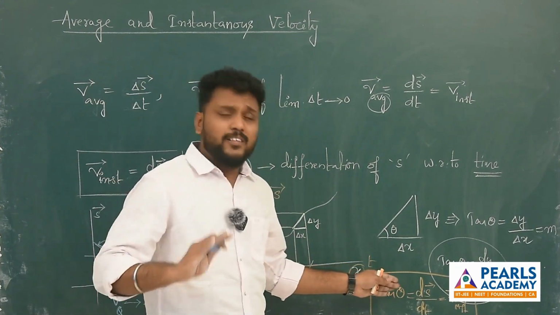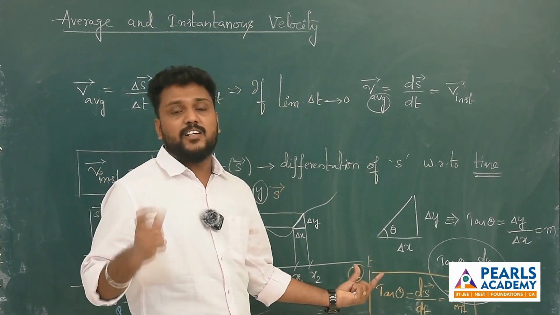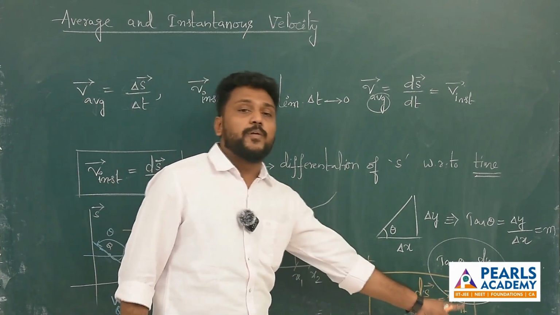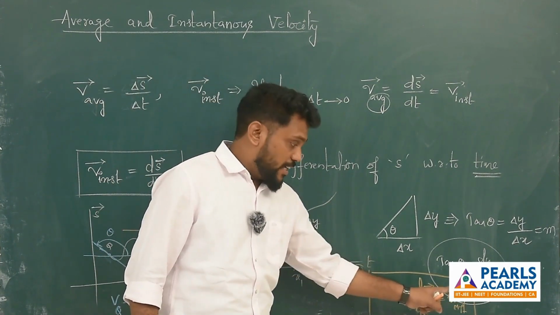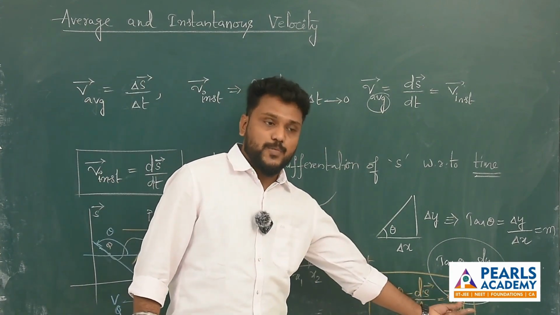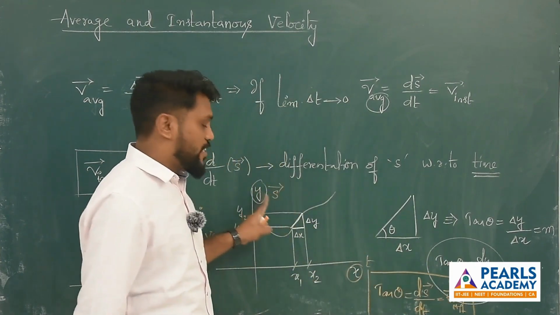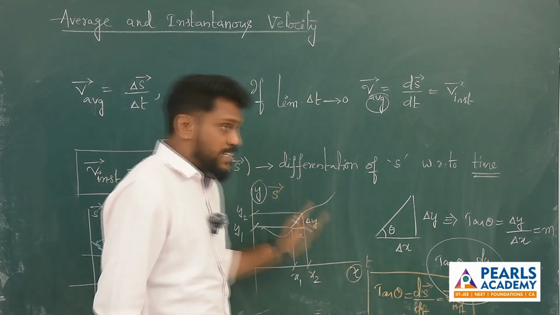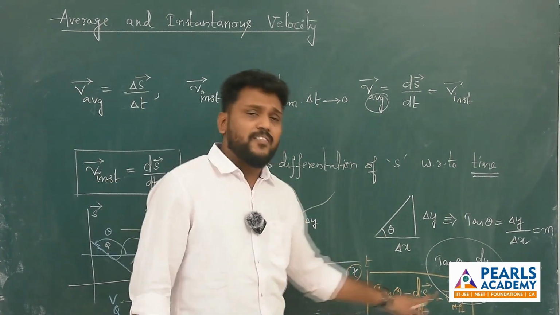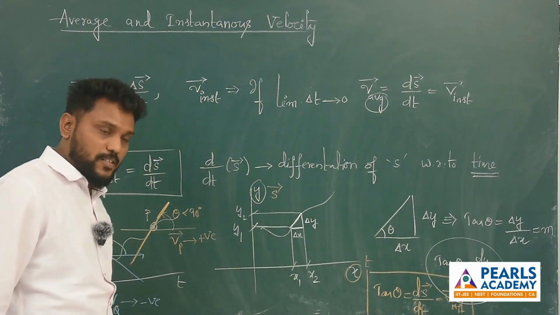The conclusion is that tan theta, the tangent of the angle drawn to a point in a graph, is always the slope of that graph at that point. If it is an S versus T graph, that is nothing but instantaneous velocity. So the slope of the graph is instantaneous velocity in the case of an S versus T graph. If I replace this S versus T graph with a velocity versus time graph, then tan theta will be dV by dt, which will be instantaneous acceleration.